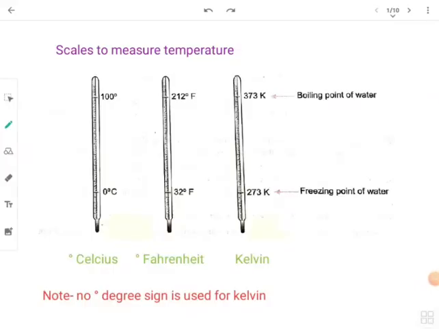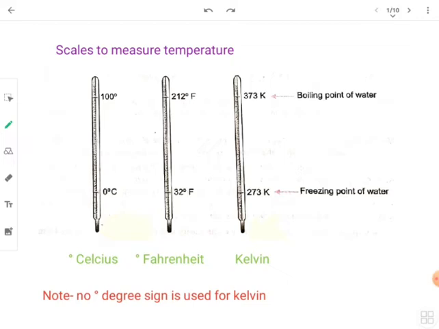Hi guys, in the previous video we had talked about the three states of matter and we had also talked about the two more extended states of matter that were Bose-Einstein condensate and plasma. In this video now we are going to study about the three types of scales which are used to measure the temperature. Also we are going to study about the interconversion of states of matter. So let us begin with the first topic, scales to measure the temperature.